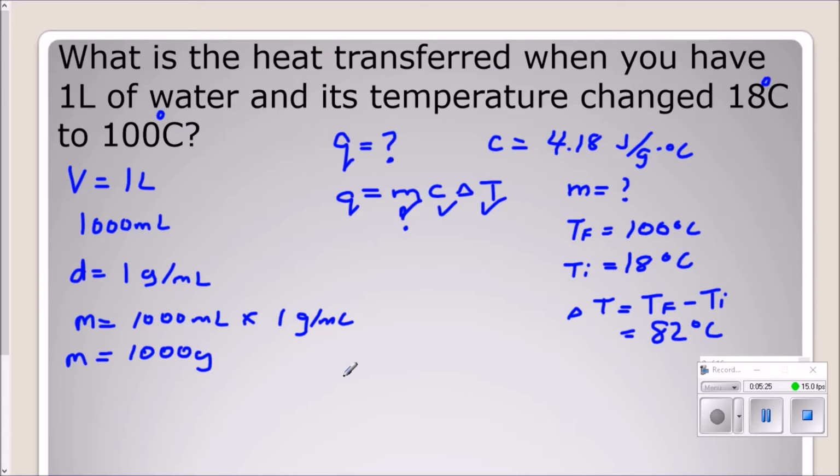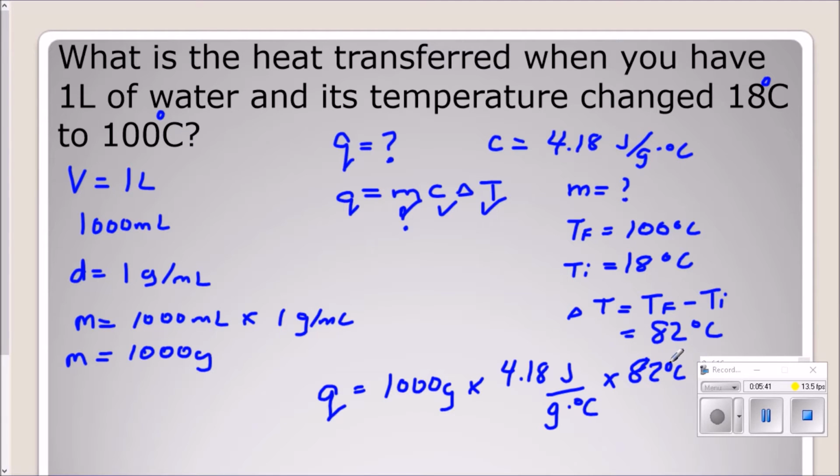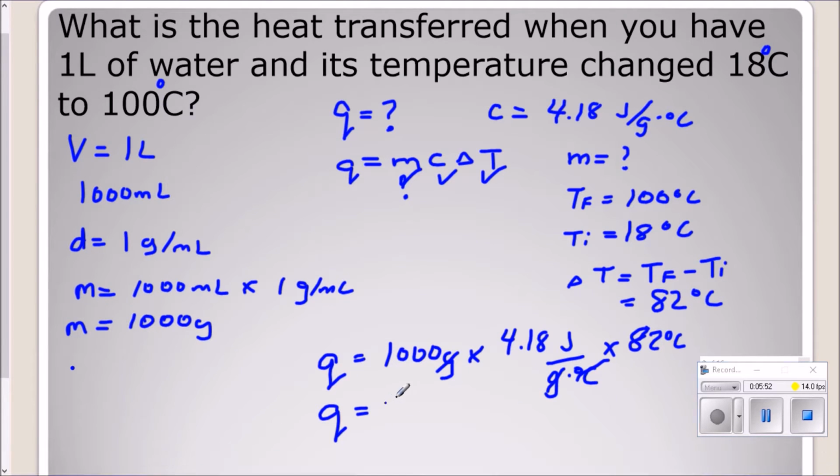Q equals 1,000 grams times the specific heat capacity, which we know of water is 4.18 joules per gram times degrees Celsius, times 82 degrees Celsius. When we multiply this out, we should have the correct unit cancellation, and we do. Grams, degrees Celsius, our units will be in joules. Let's do that calculation. The answer we get is 342,760 joules.